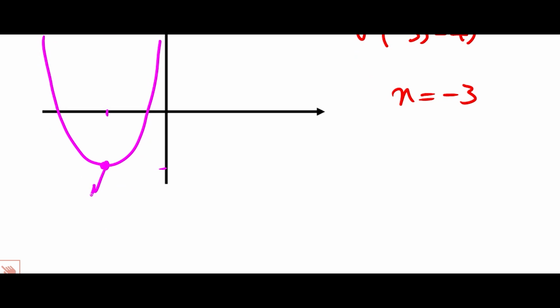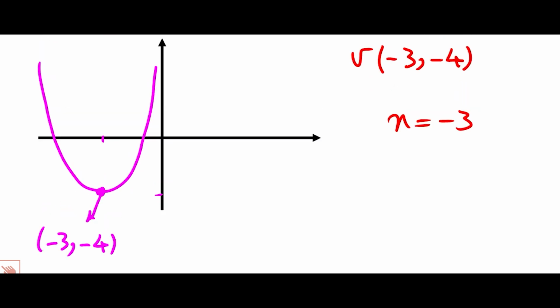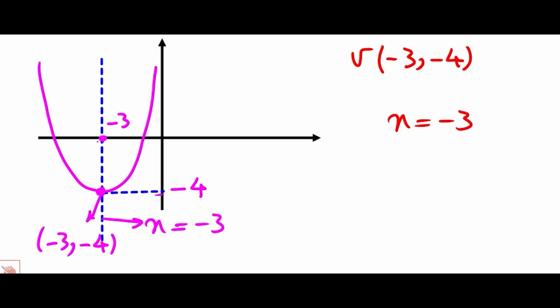So this point is (-3, -4), and the axis of symmetry is x = -3. Because the parabola opens upward, the vertex is the minimum point. So the minimum value of the function is -4, and it occurs at x = -3.